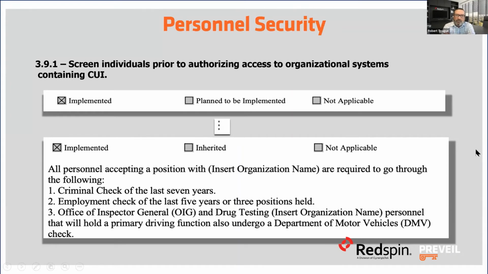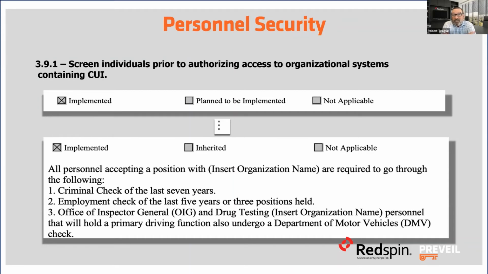So as an assessor, I'm looking at this paragraph in your SSP, and I'm looking at the 1, 2, and 3. You do criminal checks over the last 7 years. So I'm going to ask you in the test phase, can you pick an employee, say Noel, and show me the criminal check? I don't need to see all the details of it. I just need to see that you've actually done it and it's maintained on file.